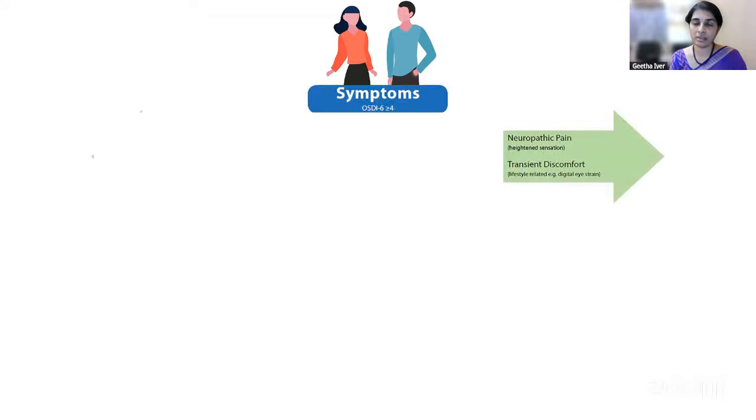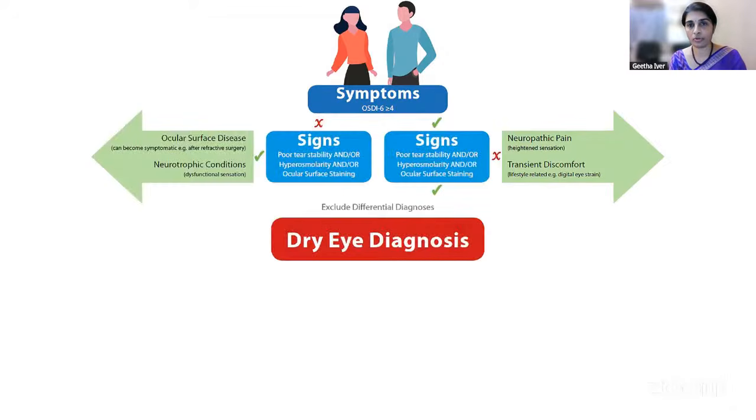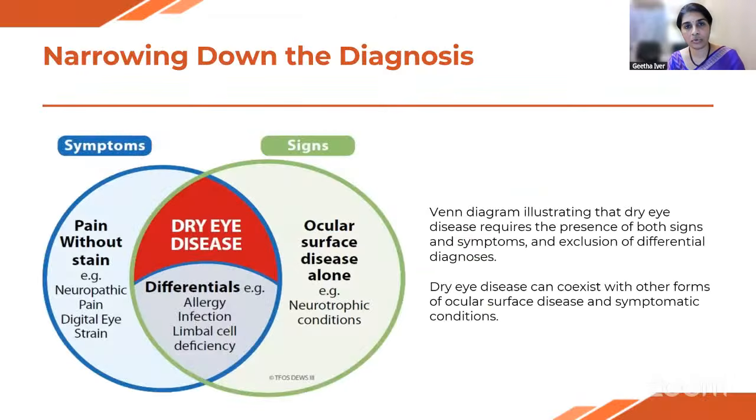When you have only symptoms and you do not have signs, then it is neuropathic pain or a transient discomfort. And you put all of them together and you get the algorithmic flow when you see a patient who has symptoms and/or signs that appear to be dry eye disease at first glance. Narrowing down the diagnosis is what we have done so far, and this is a Venn diagram that illustrates that dry eye disease requires the presence of both signs and symptoms and exclusion of differential diagnosis.